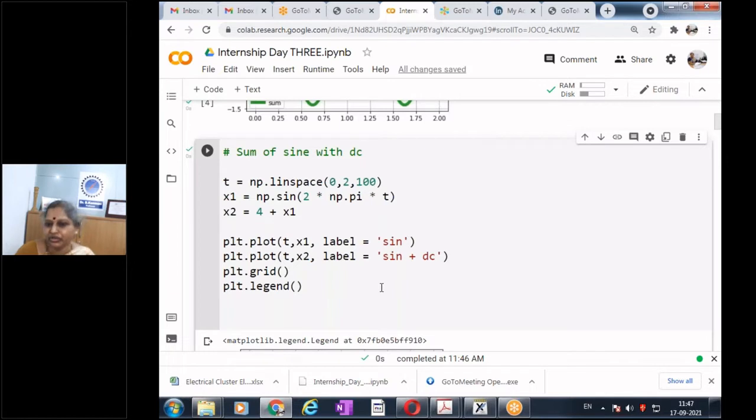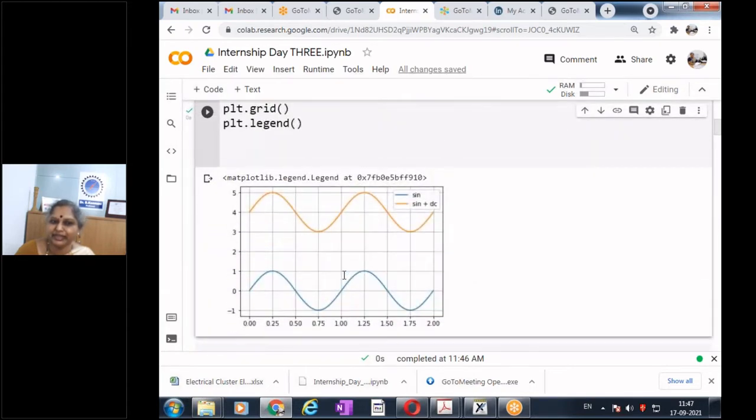Yes, I cannot plot a constant because to plot, both t and x2 should be of the same dimension. So now x1 is a signal, x2 is 4 plus x1, and then when I plot it, see what has happened now. This is my original sine wave. This is my sine wave plus DC. What happened? The whole sine wave has got shifted by a constant.